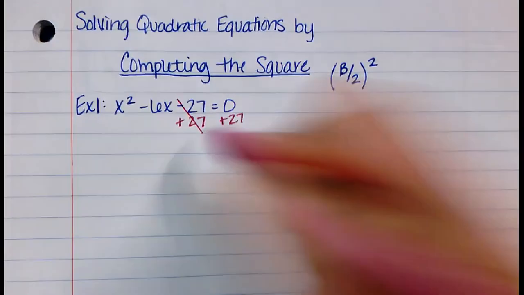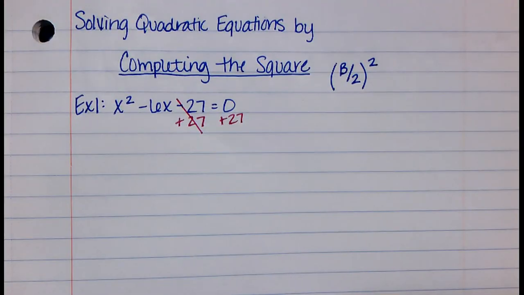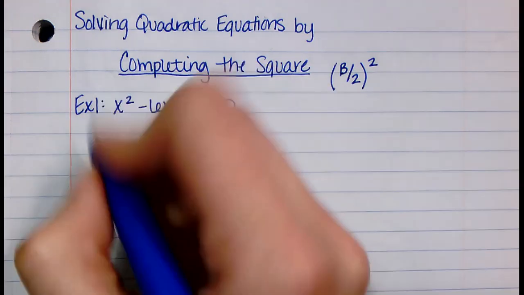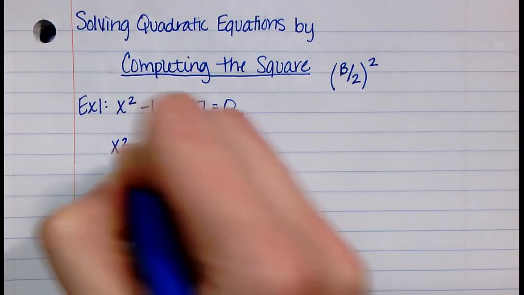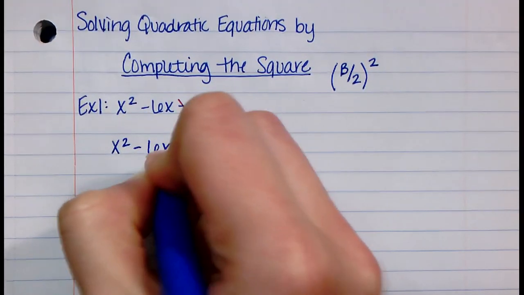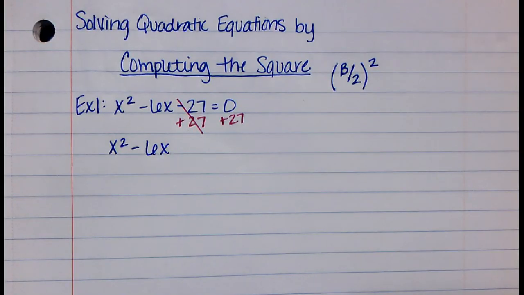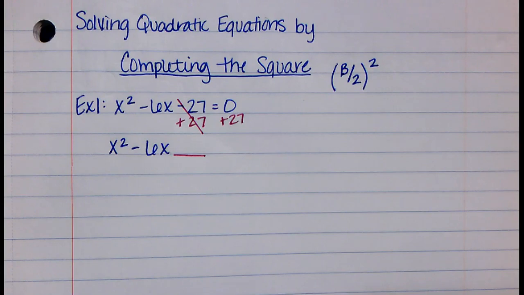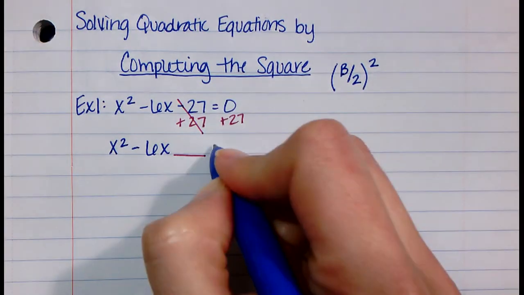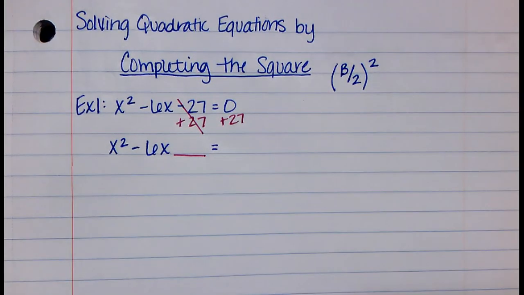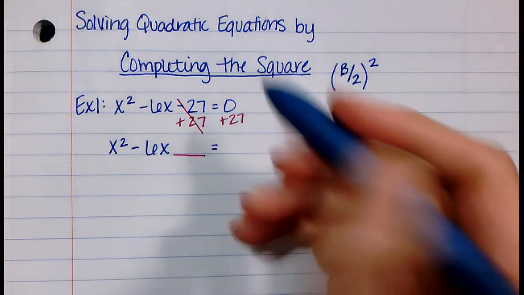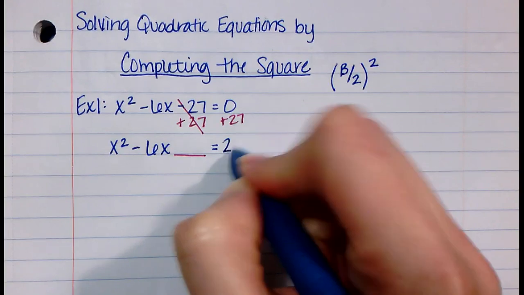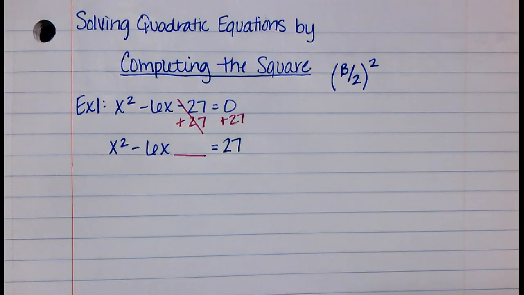Then we are going to bring everything else down. So x squared minus 6x. But we are going to add a blank here. And we're going to put that value we were talking about in this blank. Write the equals. 0 plus 27 is 27. And then we also have to add a blank on the other side, because whatever we do to one side, we have to do to the other.